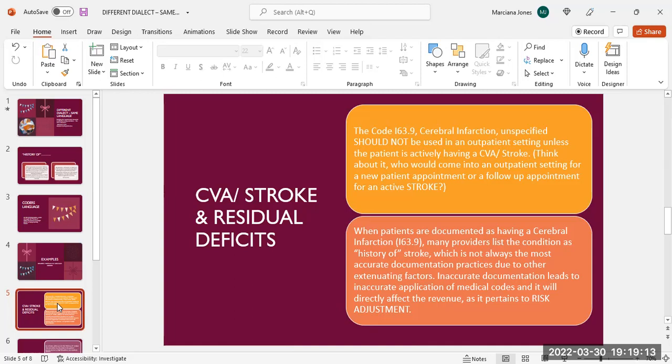Think about it. Who will come into an outpatient setting for a new patient appointment or a follow-up appointment if they're actively having a stroke? Nobody. They will go to the ER, urgent care, or somewhere like that.